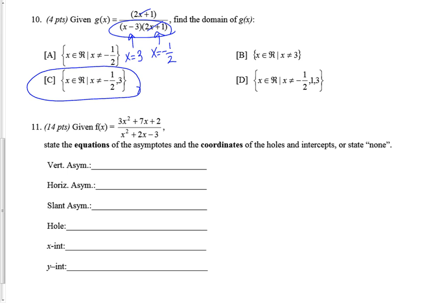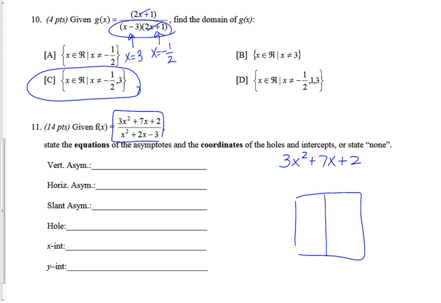All right, number 11, I'm supposed to state the equations of the asymptotes and the coordinates of the holes and intercepts. I do not like this written out in multiplied form, but I can factor those things. So let's start with factoring the top. I have to factor 3x squared plus 7x plus 2. So I know this is my product. I have a 3x squared and a plus 2, and I'm trying to split up the 7 between the two boxes remaining. So how can I multiply to 6x squared and add to 7x?